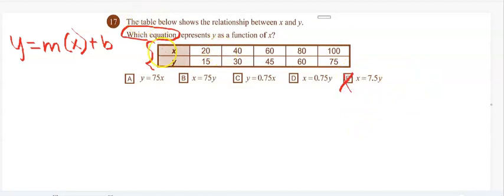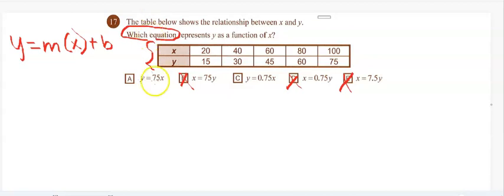Why? How come E is not the answer? Because it says which equation represents y as a function of x, and E has x as a function of y. So you cross E out. I'm going to cross D out. I'm going to cross B out. So now what's left? A and C. You see how quick that goes?